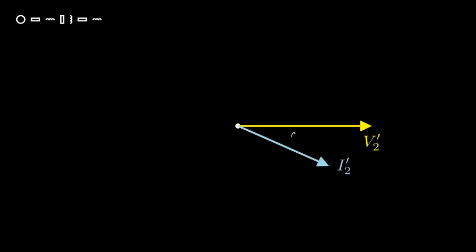Now our transformer is powering a load, maybe a motor. Most of these loads are inductive, which means the current naturally lags behind the voltage. So we'll draw the load current, I'2, lagging V'2 by an angle we'll call θ2.